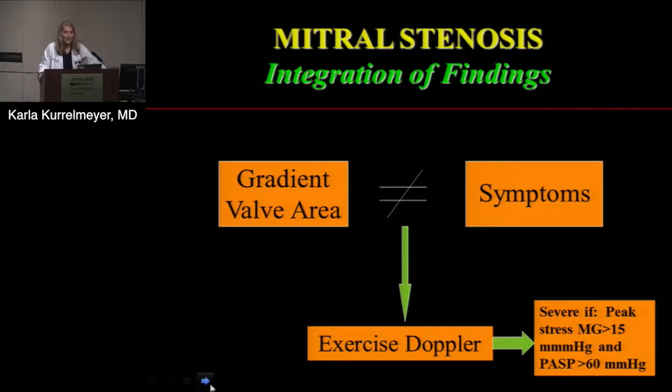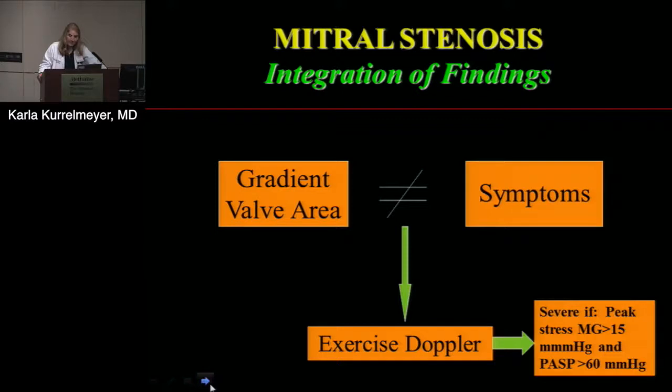So then, you know, maybe that's significant for them because it's the functional area that is the most important, not the planimetered area or the anatomic area. So what can you do? Well, you can do exercise Doppler. You can do treadmill if you want. I think supine bike has the most research and is the easiest to do. You can even do dobutamine if they can't exercise because it'll give you some sort of idea also of the degree of functional significance of that mitral stenosis.